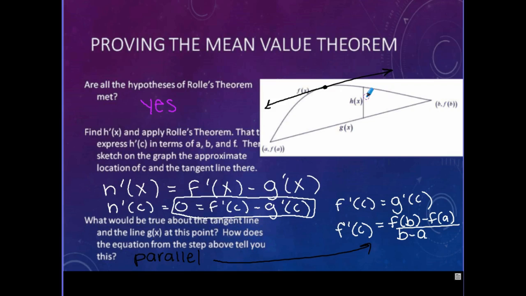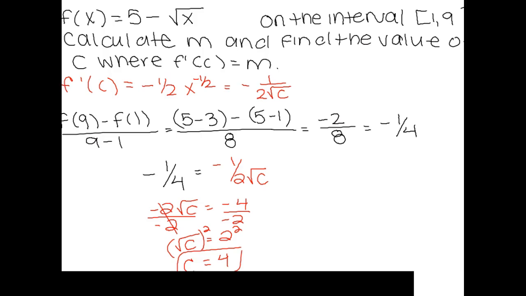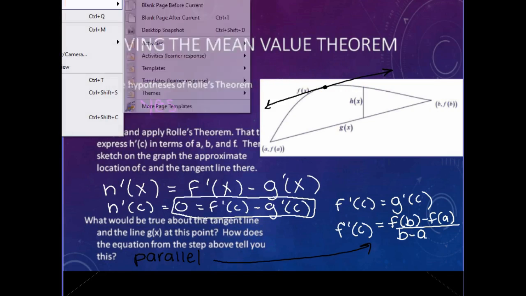Okay? Let's look at the next example in your notes. So we have f of x equals 5x squared minus 4x plus 3 on the interval [1, 3].